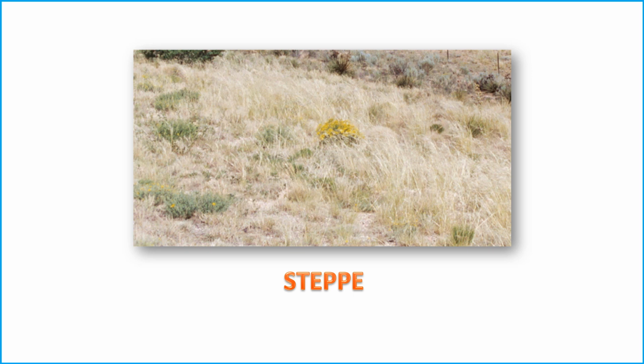This may include grazers such as wild ungulates, for example, gazelles, wild horses, and domesticated livestock like cattle and sheep. 4. Climatic conditions. Steppes are characterized by a continental climate with distinct seasons. Summers are typically hot and dry, while winters can be cold and harsh. Precipitation may be moderate, and drought conditions are not uncommon.